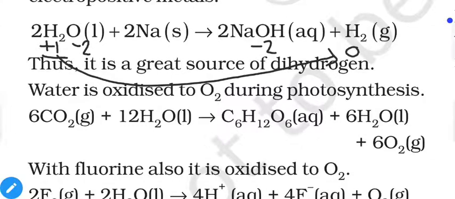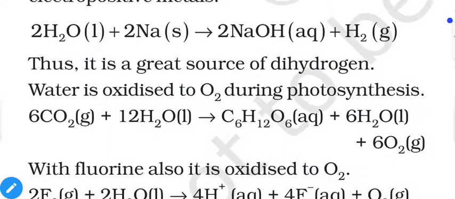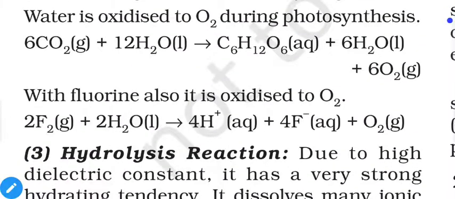Similarly, when water is oxidized to O2 during photosynthesis, it participates in oxidation. We have H2O, where hydrogen is in +1 oxidation state and oxygen is in -2 oxidation state. After the reaction, the hydrogen will remain in +1 oxidation state, but oxygen will convert into O2 molecules, or dioxygen. In the O2 molecule, the oxidation state of oxygen is 0. That means -2 to 0, the oxidation state increases, so it is an oxidation reaction. And with fluorine it is also oxidized. We already discussed this reaction in redox reactions.